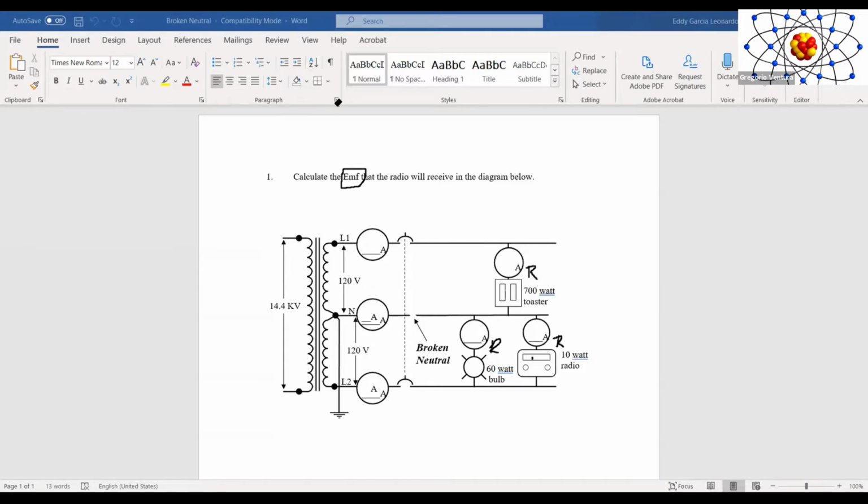And also, I'm going to add something more in here. Please determine the amount of power that each one of these devices will get if the neutral breaks down. Will this light bulb glow brighter? Will the toaster be red hot? Or the radio, will it work or will it burn out? So I want you to find that, and then, well, the time is yours.